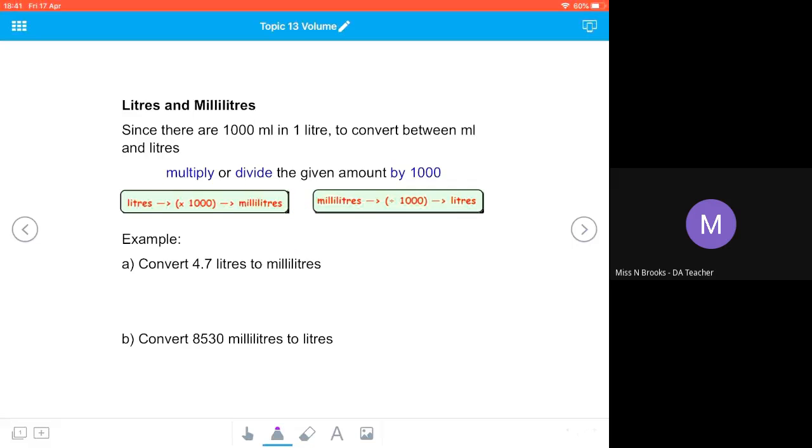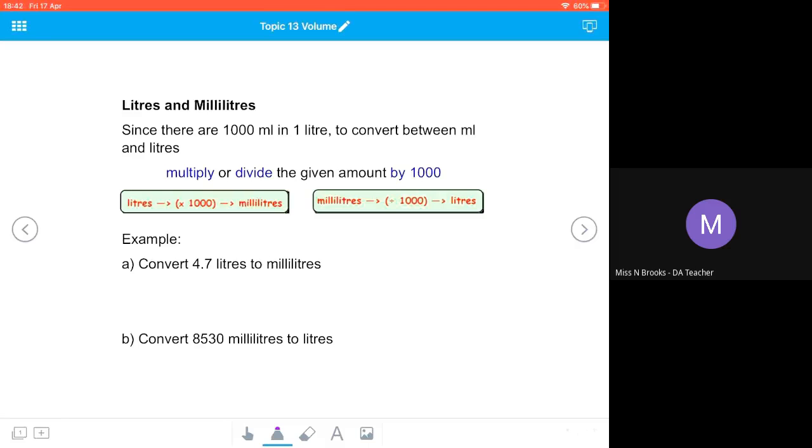Since there are 1,000 millilitres in 1 litre, to convert between millilitres and litres, we must multiply or divide the given amount by 1,000. So if you remember back to our units of length, this is like going between metres and kilometres. So remember, when we went from kilometres to metres, we multiplied by 1,000. So now we're going from litres to millilitres, we're going to multiply by 1,000. When we were going from metres to kilometres, we divided by 1,000. So if we're going from millilitres to litres, we're going to divide by 1,000. So let's have a look at a couple of examples.